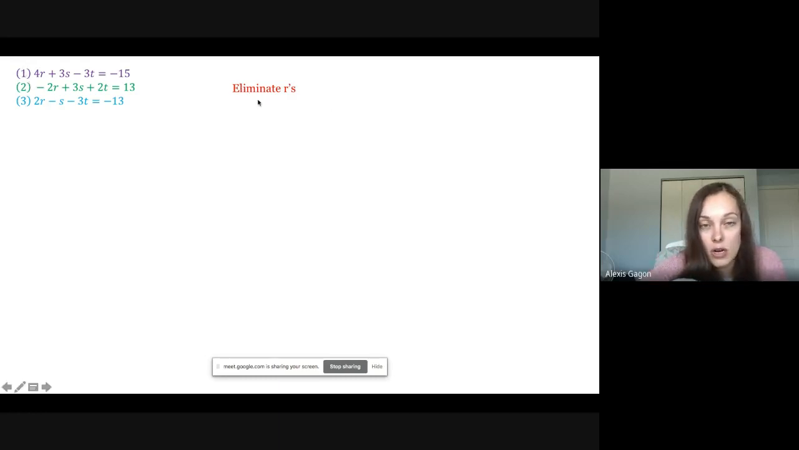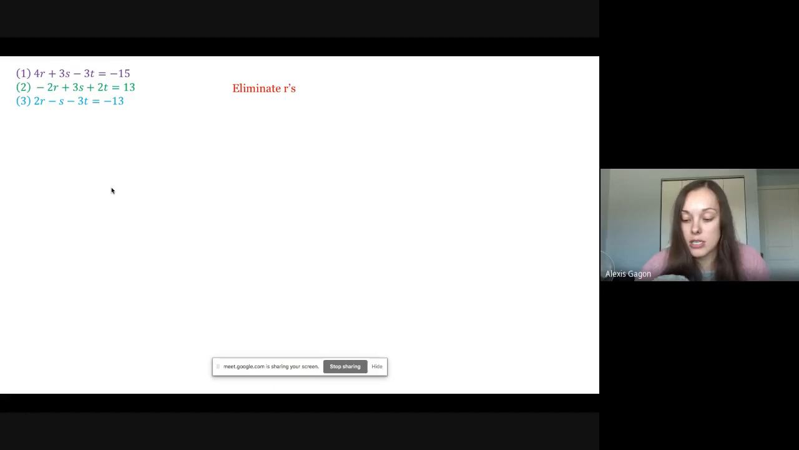And I chose r's because we have a negative 2r and a positive 2r right there. So I can just add those two equations right off the bat and they'll cancel. And then we're just going to have to manipulate something with the first equation to get it to cancel. But we have to use all three equations at some point. And if there's questions, just ask questions as I am going on this.